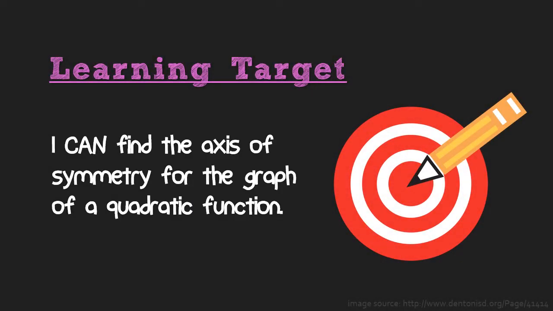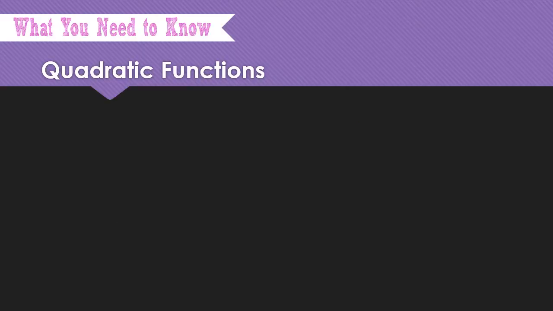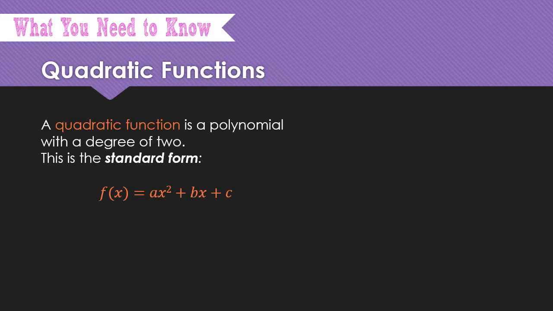The learning target: I can find the axis of symmetry for the graph of a quadratic function. So what do we need to know? A quadratic function is a polynomial with a degree of 2, and this is the standard form. That's what we're going to be working with today. So f of x equals ax squared plus bx plus c.